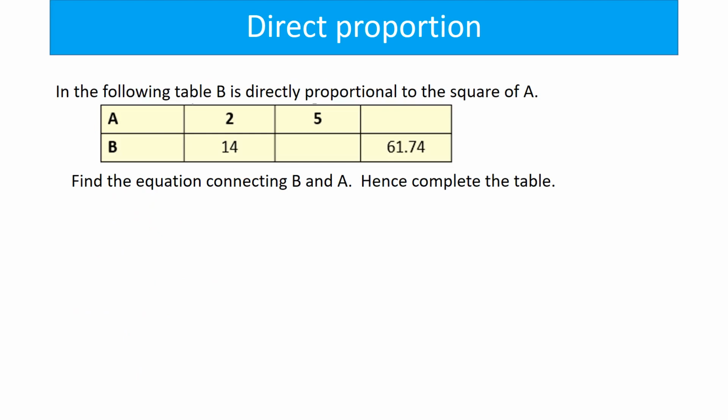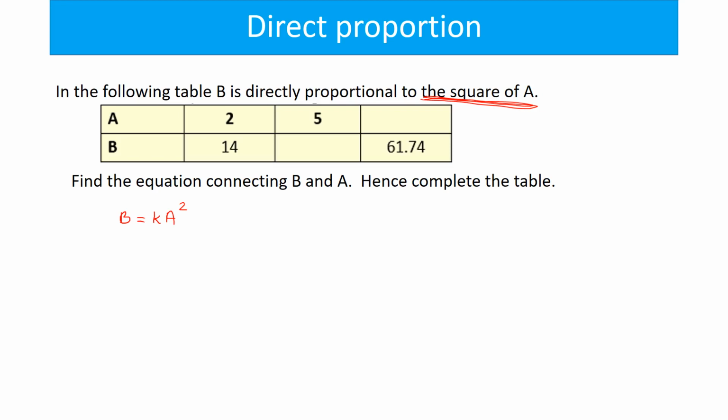In this example, the values are given in a table, okay? So just be prepared that sometimes you may see a question in this form. Now in this case, B is directly proportional to the square of A. That is very important, and sometimes it's easy to forget about the square. Okay, so I'm going to write the statement: B is directly proportional to the square of A.